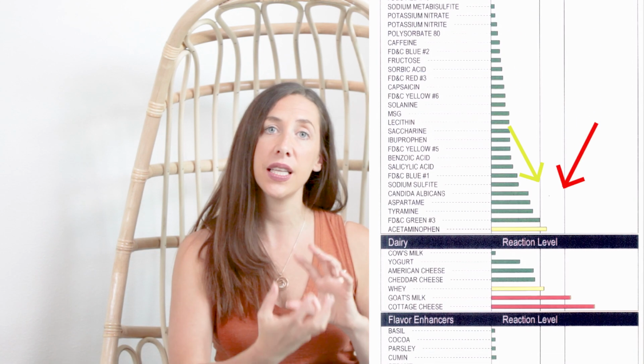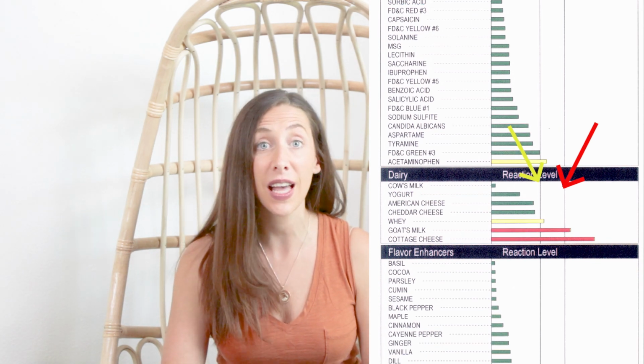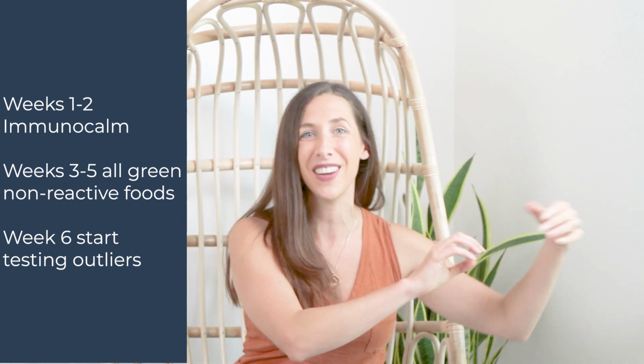So we tend to, in clinic or in your online review that we offer for those of you that want to order this panel online, determine an immunocalm food list, which is going to be about 50% of those non-reactive foods. So the least of the non-reactive, and this is what you'll eat for the first 2 weeks.